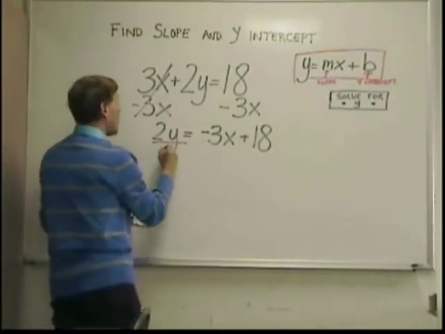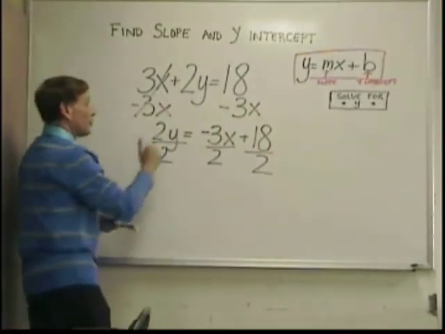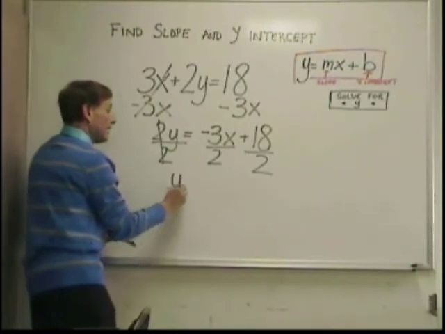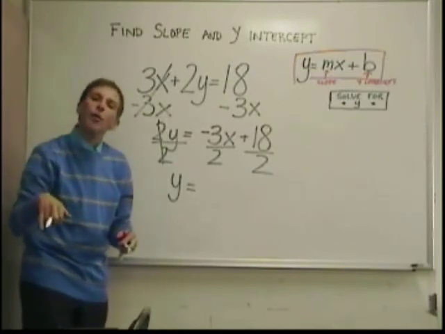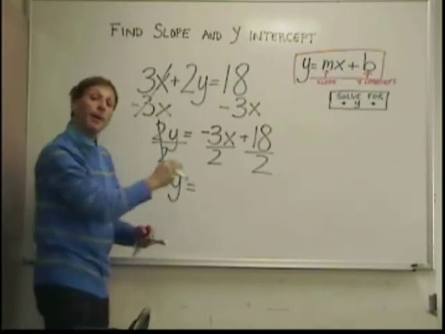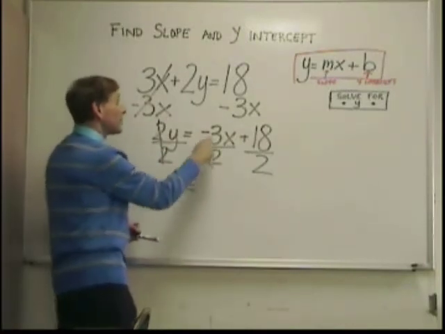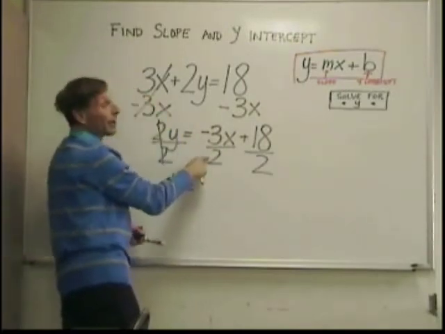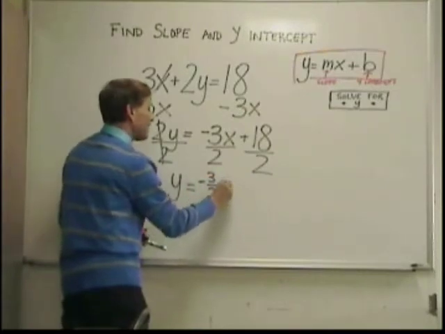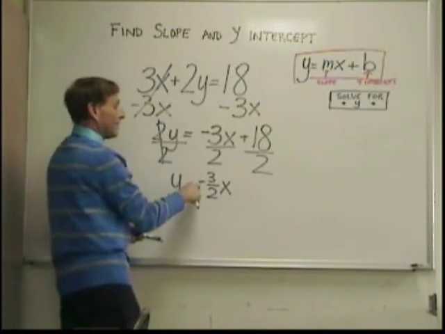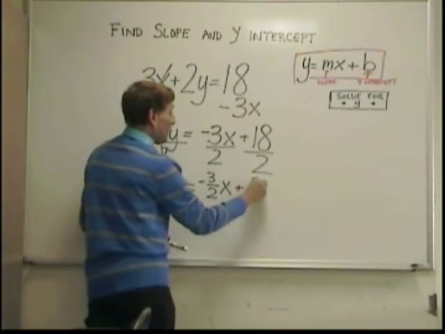Now I don't want 2y, I'm going to get y by itself. So I'm going to divide everything by 2. That gives me y. Now, if that was a negative 2, which it isn't, I would divide by negative 2, sign and all. But here I didn't have a negative, it's just 2. So it's y equals negative 3 divided by regular positive 2 gives me negative 3 over 2x, because these signs are unlike, so it stays negative, plus 18 divided by 2, 9.